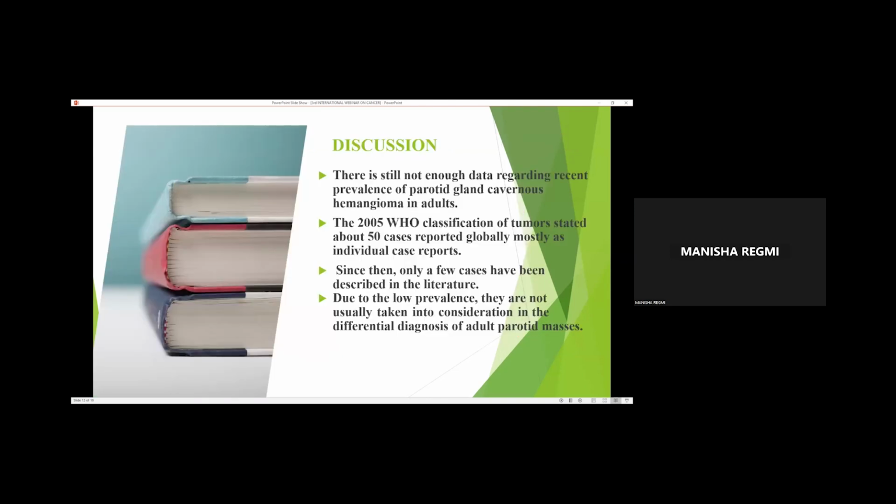There is still not enough data regarding the recent prevalence of parotid gland cavernous hemangioma in adults. So this was a case of cavernous hemangioma, a benign tumor of the parotid gland. The 2005 WHO classification of tumors stated just 50 cases reported globally, mostly as individual case reports. Since then, only a few cases have been described in the literature. Due to the low prevalence, they are not usually taken into consideration in the differential diagnosis of adult parotid masses.